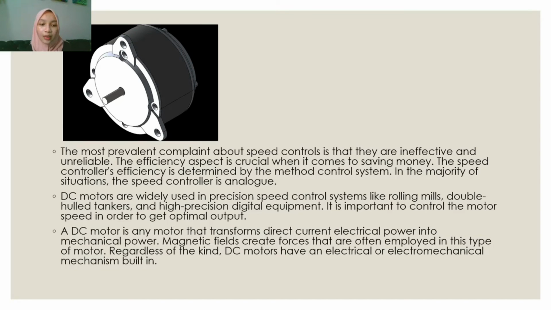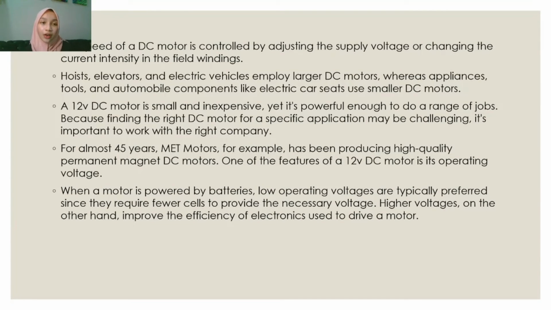A DC motor is any motor that transforms direct current electrical power into mechanical power. Magnetic fields create forces that are often employed in this type of motor. Regardless of the kind, DC motors have an electrical or electromechanical mechanism built in. The speed of a DC motor is controlled by adjusting the supply voltage or changing the current intensity in the field windings. Hoists, elevators, and electric vehicles employ larger DC motors, whereas appliances, tools, and automobile components like electric car seats use smaller DC motors.